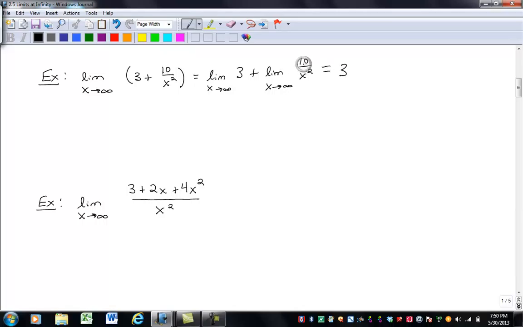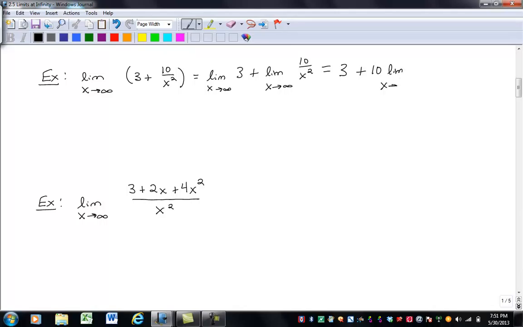Now this second limit has a 10. We know that 1 over x squared would go to 0 from the properties above. This is 10 over x squared. That should go to 0 too. You don't necessarily have to write this next step like I'm going to, but I can take that constant and factor it outside the limit.